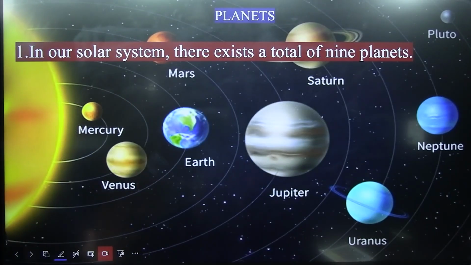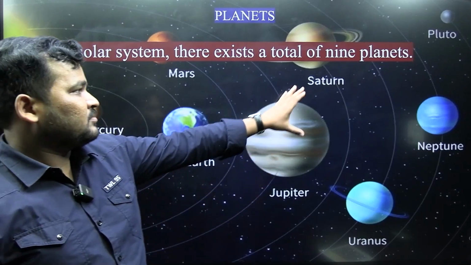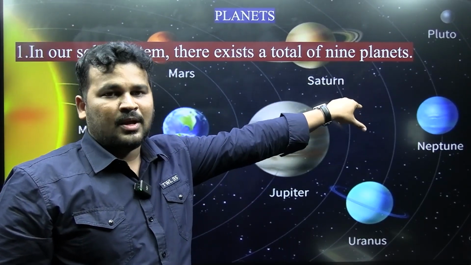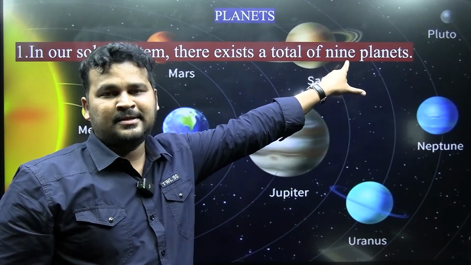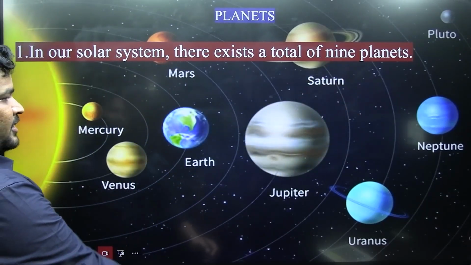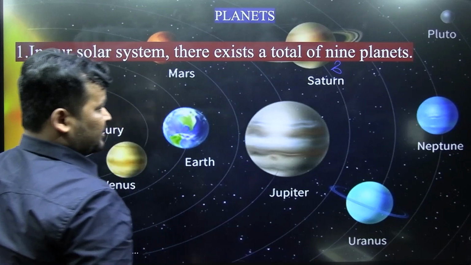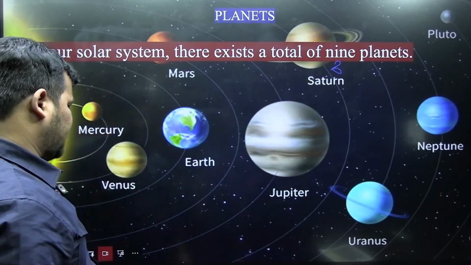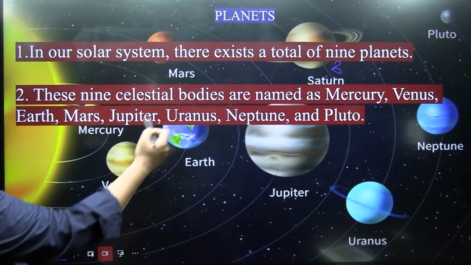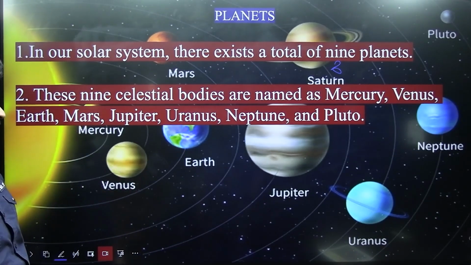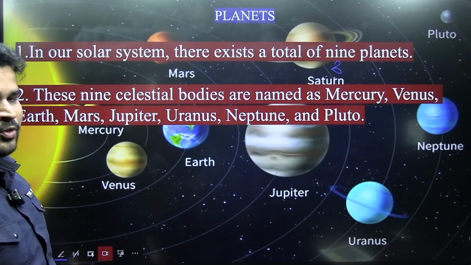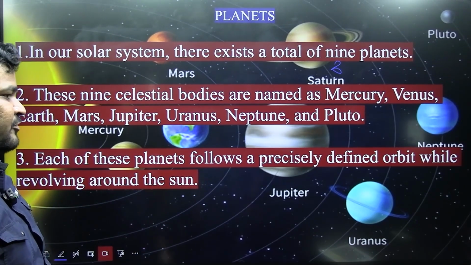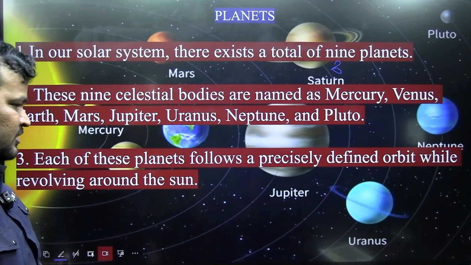So in our solar system, there exists a total of 8 planets according to the IAU, but in the textbooks they had mentioned 9 planets. So you have to answer that it is 8 planets. According to textbooks, 9 planets, but according to the IAU, there are 8 planets. The planets are Mercury, Venus, Earth, Mars, Jupiter, Uranus, Neptune, and Pluto is a dwarf planet. Each of these planets follows a precisely defined orbit while revolving around the sun.